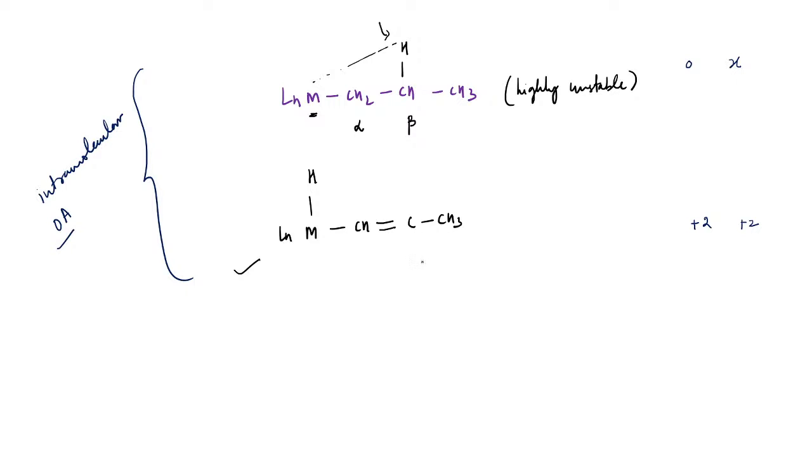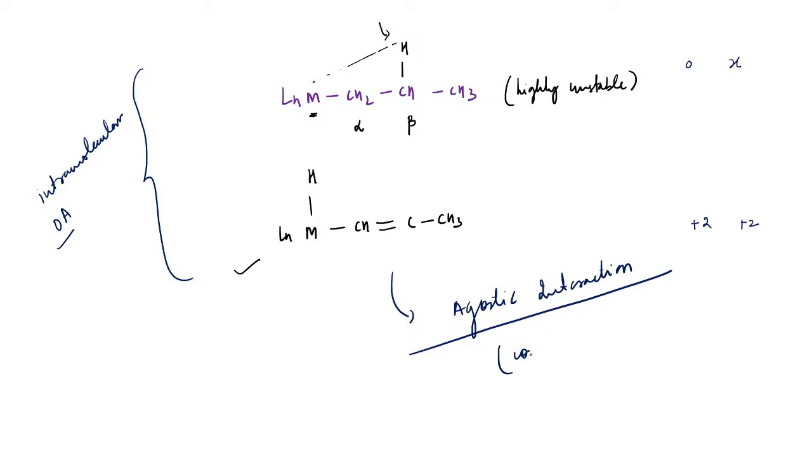Now this effect, this interaction, is known as agostic interaction. It's a type of covalent interaction. So these points you have to remember: the name is agostic interaction, and it's a covalent interaction.